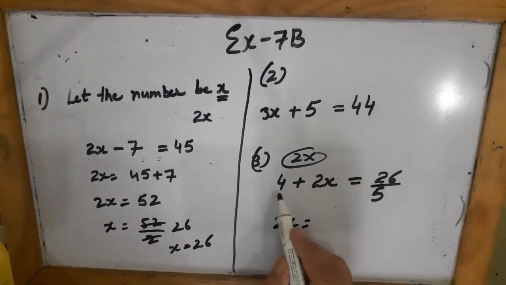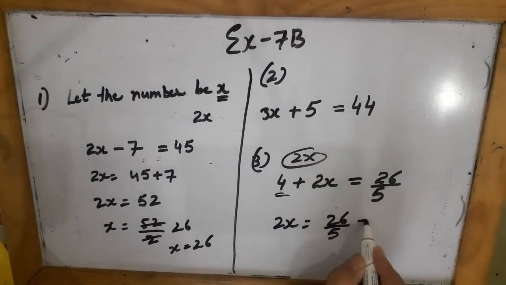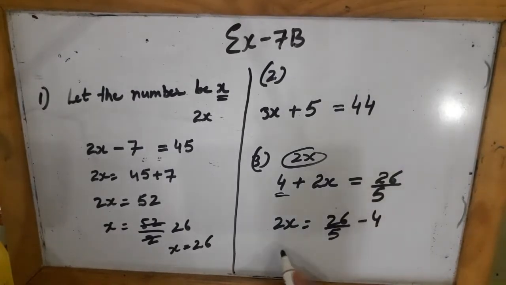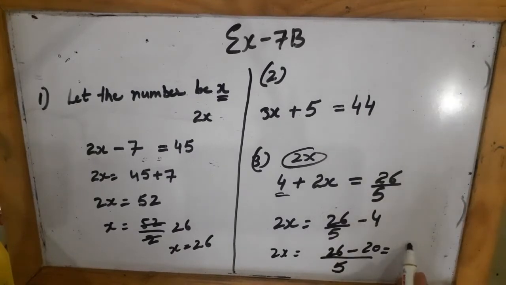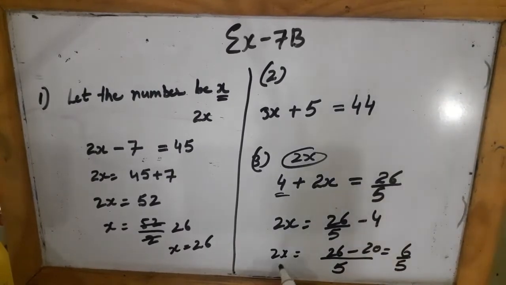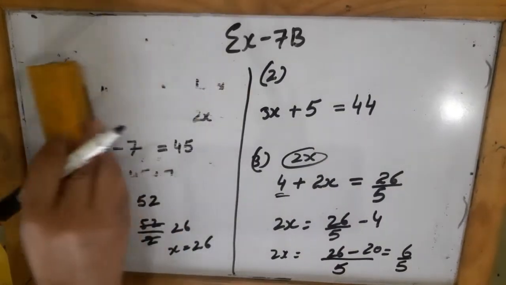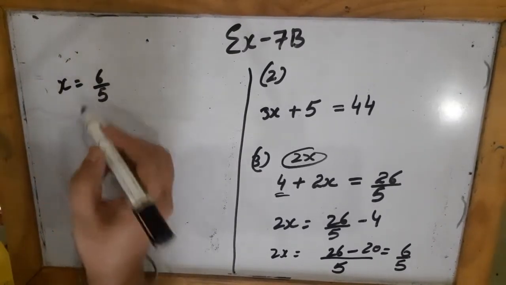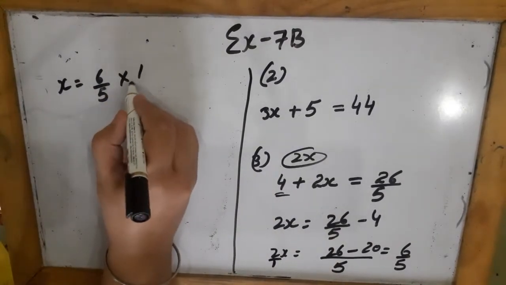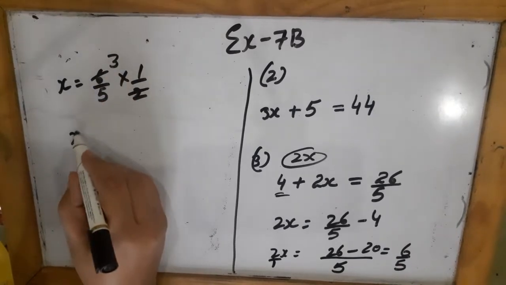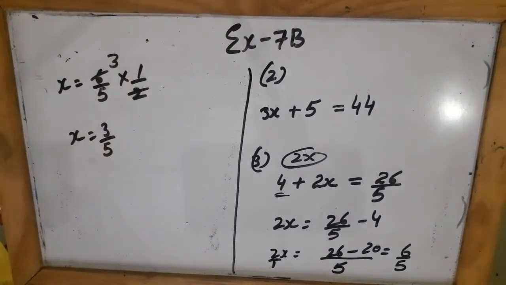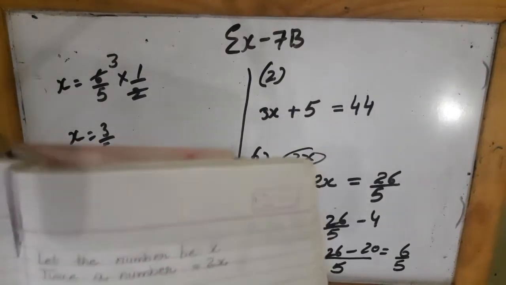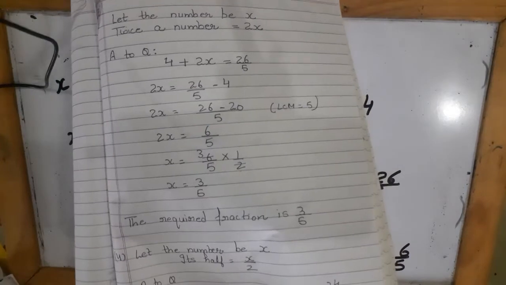Now how to solve it? 2x I keep here, and this 4 I will shift to the other side and it becomes minus 4. How can you subtract these? By taking out their LCM. So 26 minus 20 comes to be 6 by 5. Now here you have 2x, so when you shift this 2 to the other side, 6 by 5 becomes 6 by 5 times 1 by 2. So 2 3s are 6, and your answer will be 3 by 5. This is the solved equation. I have already given it to you. Hope you have seen.